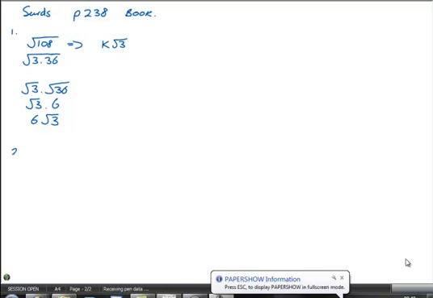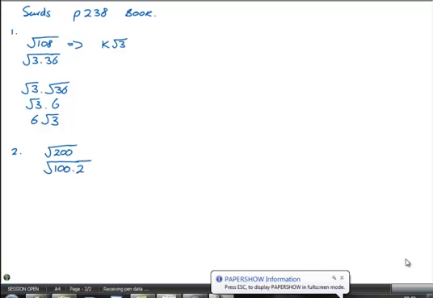Question 2. If the root of 200 is equal to k root 2, evaluate k. So that's exactly what I'm talking about. So let's look at root 200. So we'll break this down and we'll say it's 10 by 2. No, we won't. That'll be bad. Let's see. 100 by 2. Sorry.